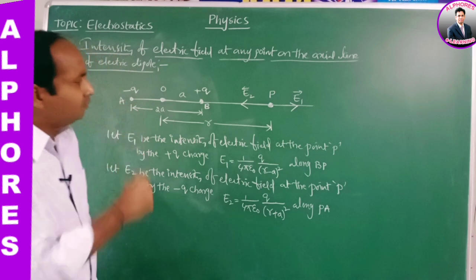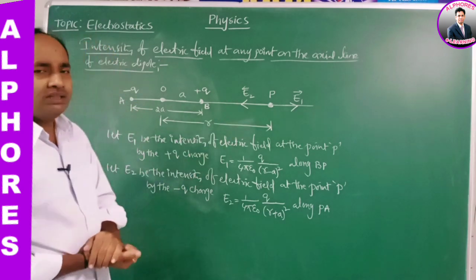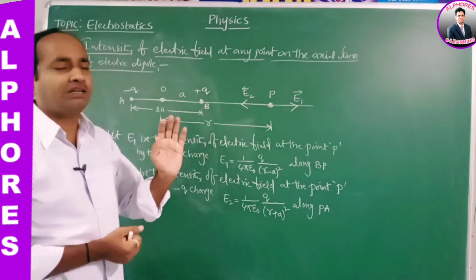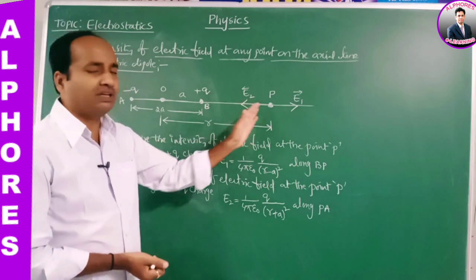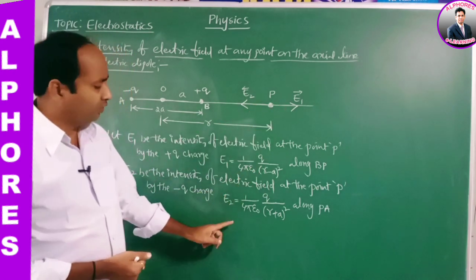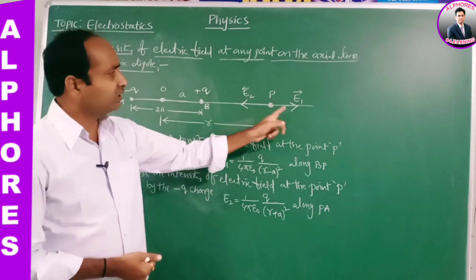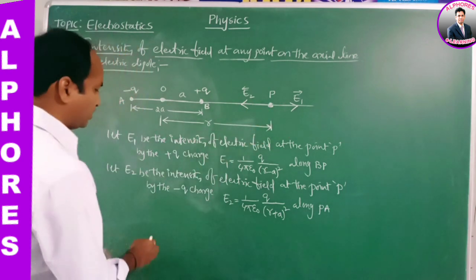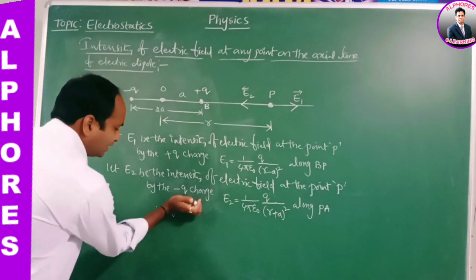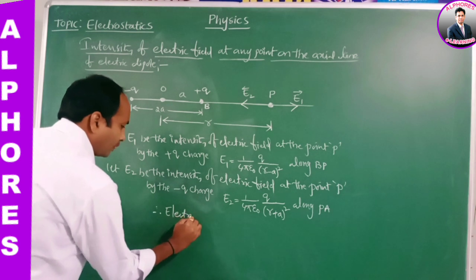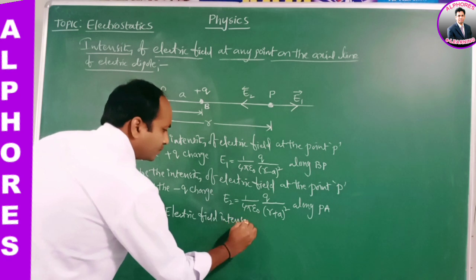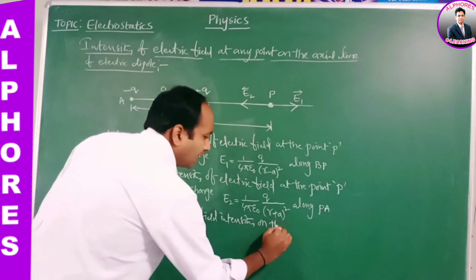Now, we need the resultant intensity of electric field, the electric field due to the dipole, not by the individual charges. We know the magnitude of E1 and the magnitude of E2, and they are in opposite directions. Therefore, the net electric field intensity on the axial line.